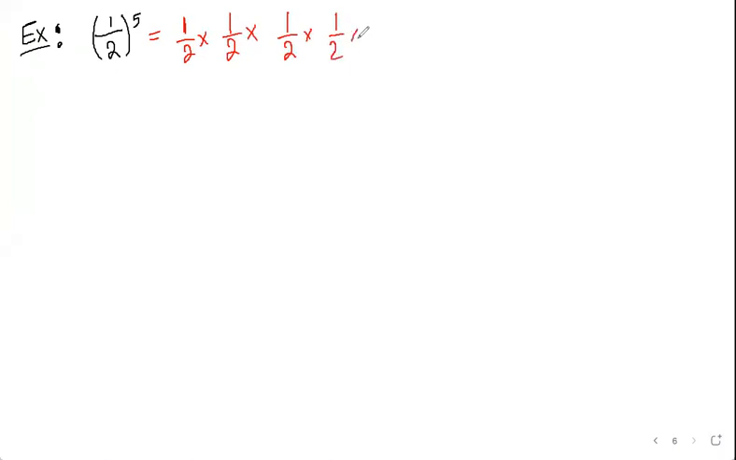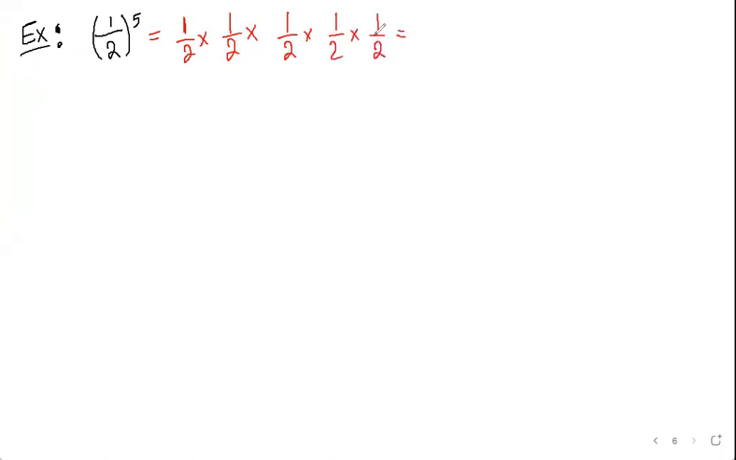So, for example, what is the value for 1/2 to the power 5? We'll do this one. If you want to break it down, it's 1/2 times 1/2 times 1/2 times 1/2 times 1/2. How many times? 5 times. Exactly. 1, 2, 3, 4, 5.